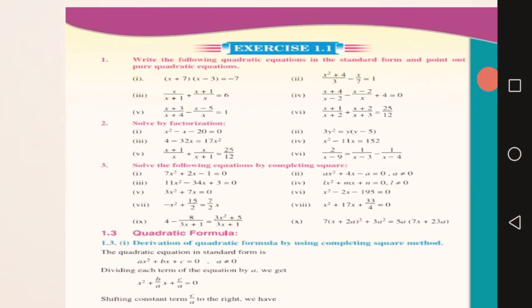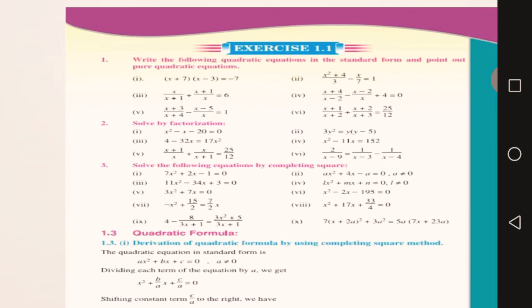This is your exercise 1.1. Question number 1 is: write the following quadratic equations in the standard form, and point out the pure quadratic equations. As we know, the standard form of the equation is ax square plus bx plus c is equal to 0, and the pure quadratic equation is ax square plus c is equal to 0.